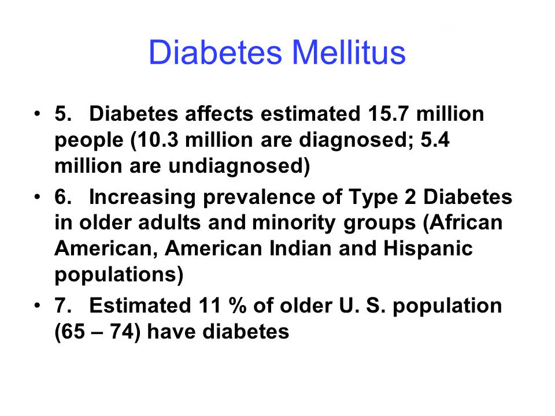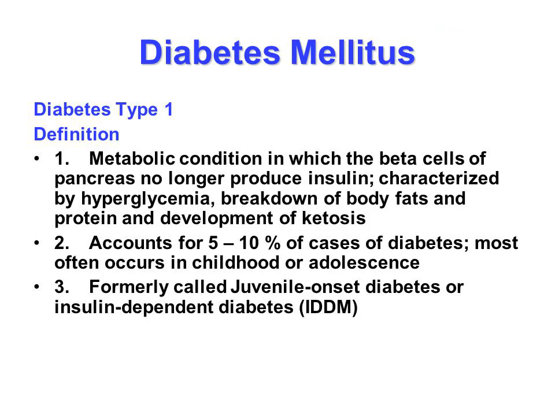6. Increasing prevalence of type 2 diabetes in older adults and minority groups: African American, American Indian and Hispanic populations. 7. An estimated 11% of the older U.S. population, 65 to 74, have diabetes. Diabetes mellitus. Diabetes type 1 definition.